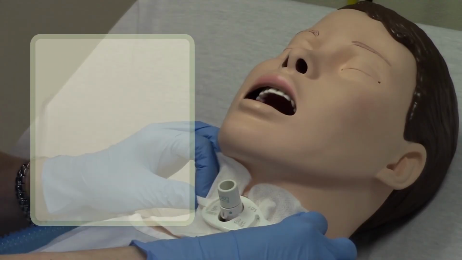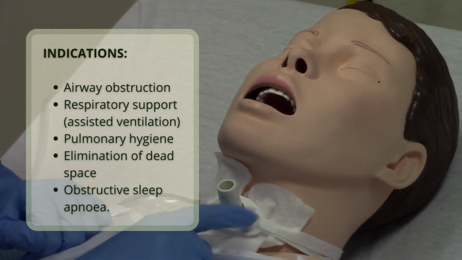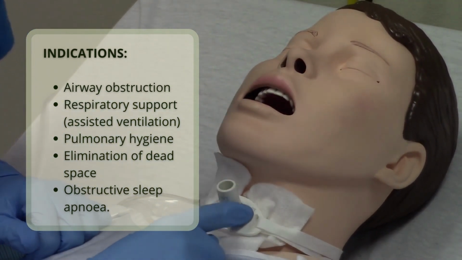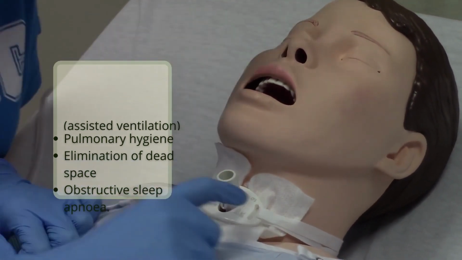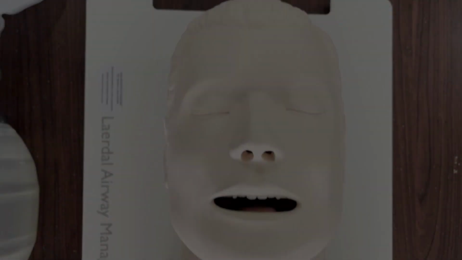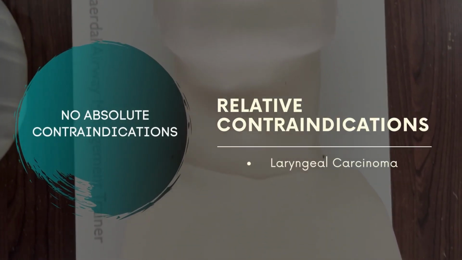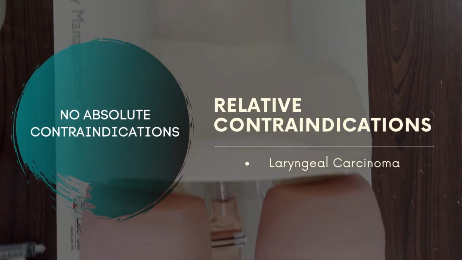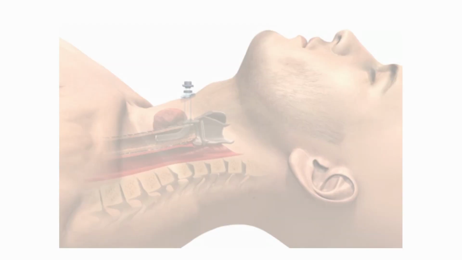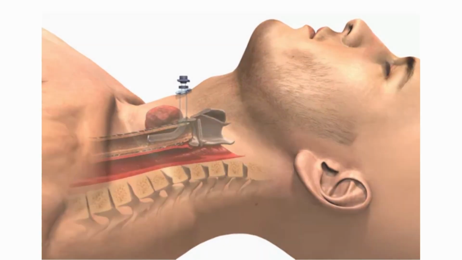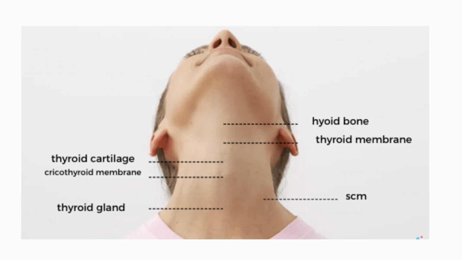Indications: tracheostomy is done for airway obstruction, respiratory support such as assisted ventilation, pulmonary hygiene, elimination of dead space, and treatment of obstructive sleep apnea. There are no absolute contraindications for tracheostomy. However, a strong relative contraindication to discrete surgical access to the airway is the anticipation that the blockage is a laryngeal carcinoma. Important surface landmarks for tracheostomy include the thyroid or laryngeal prominence, cricothyroid membrane, and the cricoid cartilage.